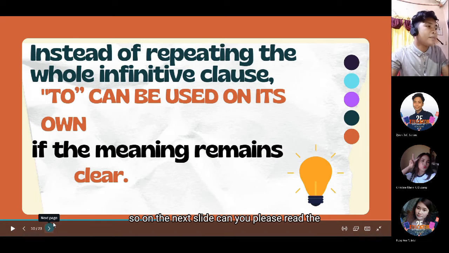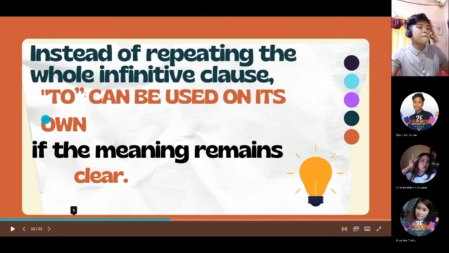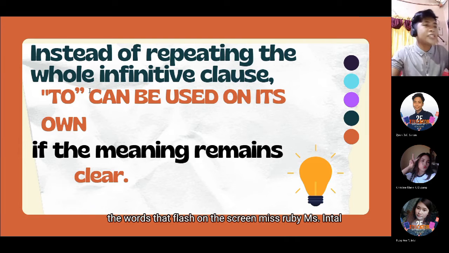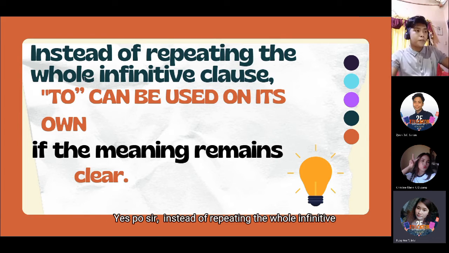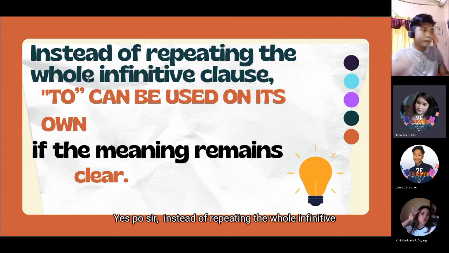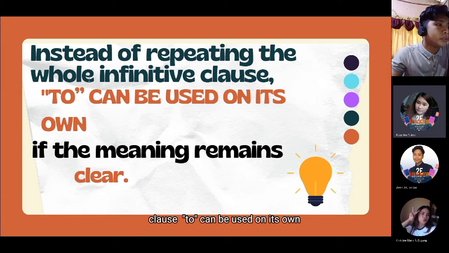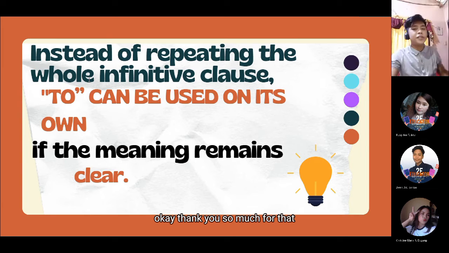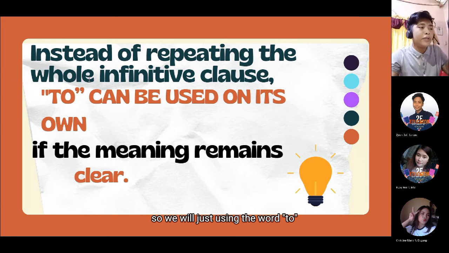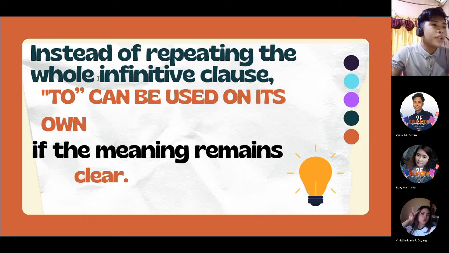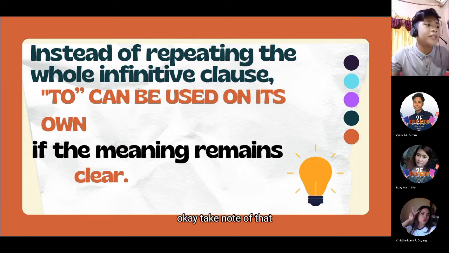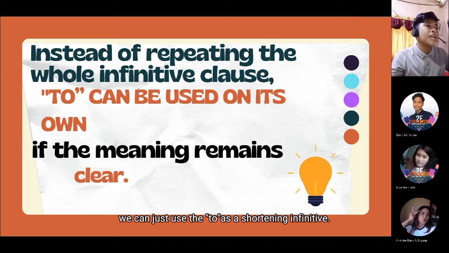So on the next slide, can you please read the words that flash on the screen, Miss Ruby Intal? Instead of repeating the whole infinitive clause, to can be used on its own if the meaning remains clear. Okay, thank you so much for that. So take note of that. We will just use the word to if the meaning remains clear. If the meaning remains clear, we can just use the to as a shortening infinitive.